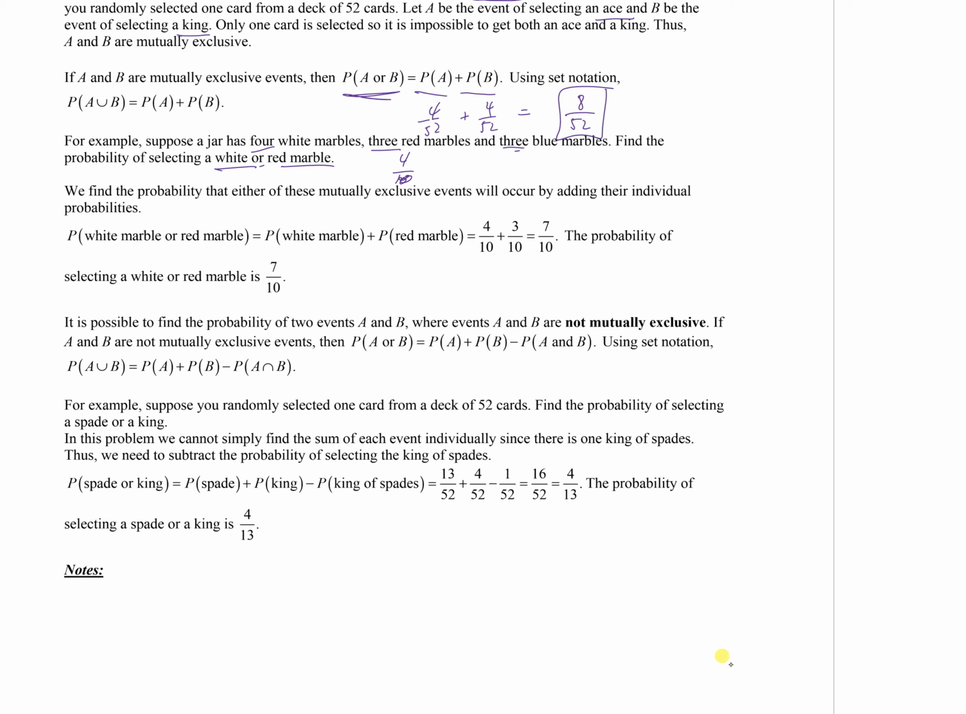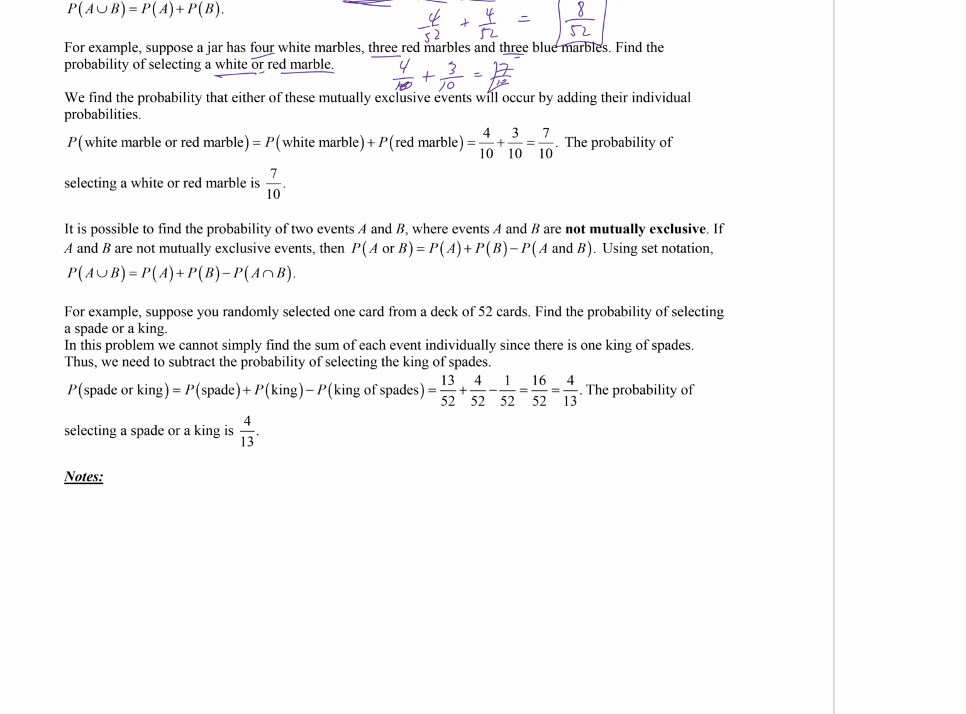And then you have red. There's 3 out of 10 marbles that are red in that jar. So what's the probability of getting white or red? You add them up. You have 7 out of 10 marbles that are either white or red. So it's a single event, but it has two different ways of winning. Think of it that way.